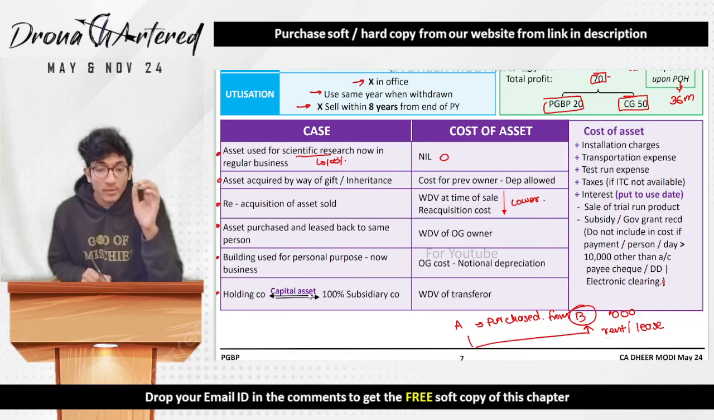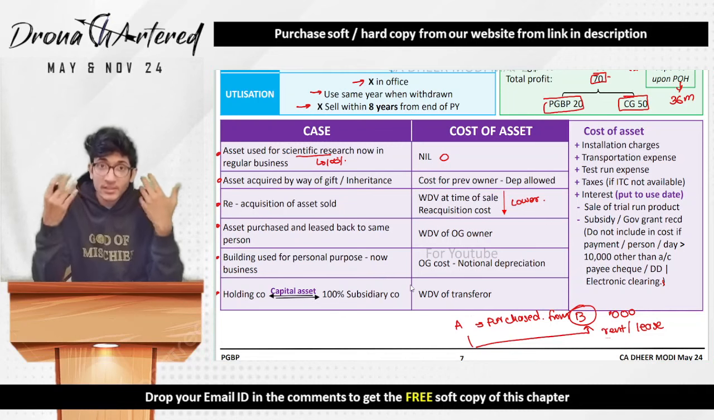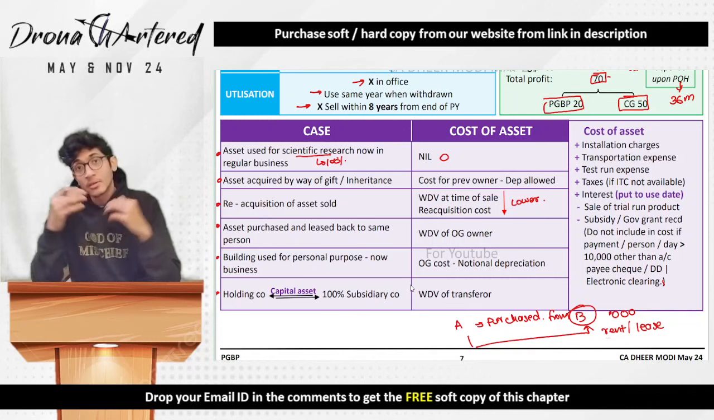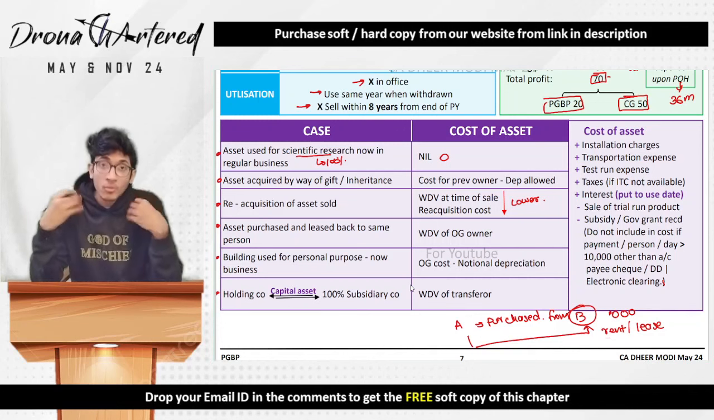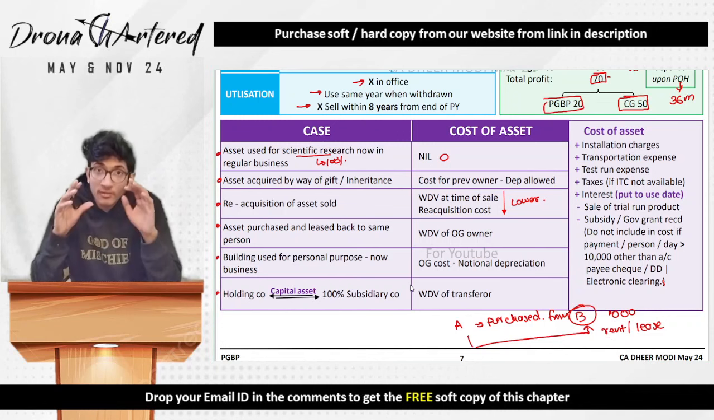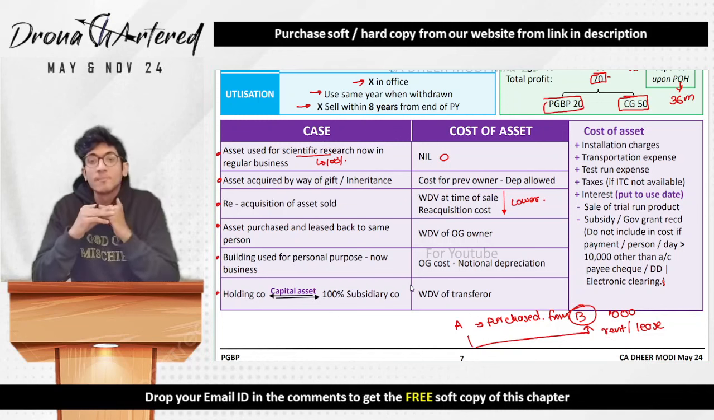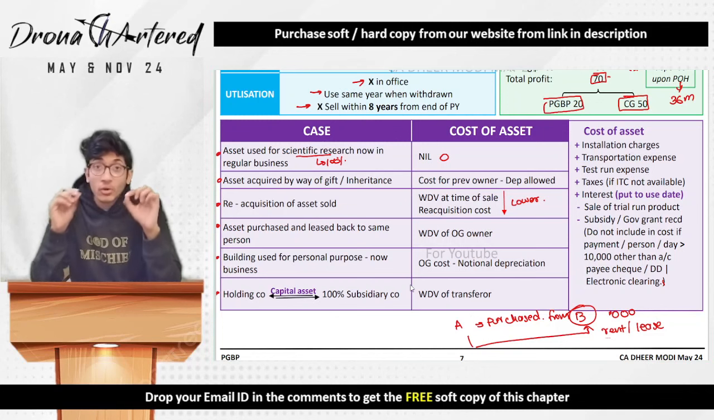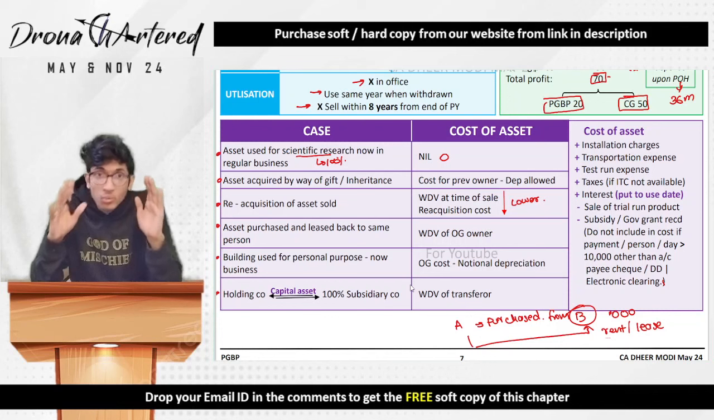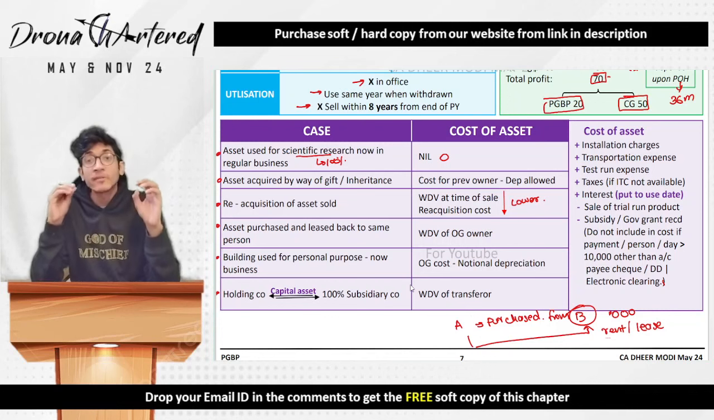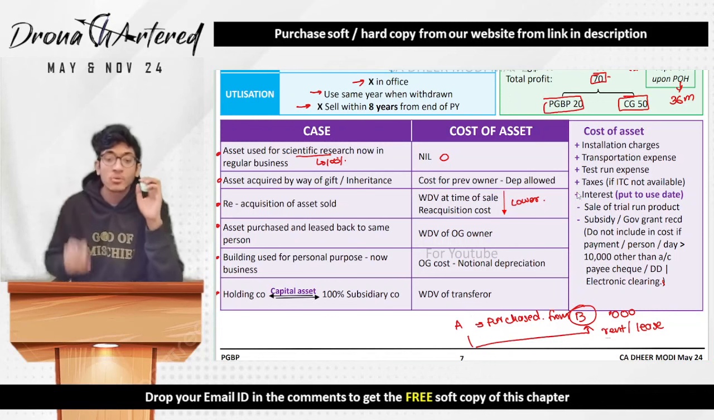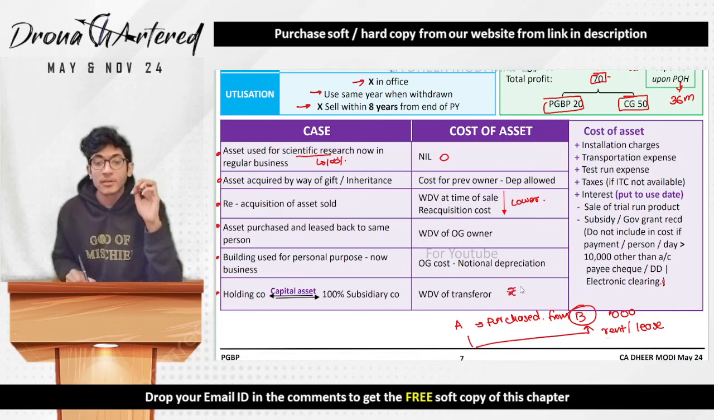If there is a transfer of capital asset between a holding company and a 100% subsidiary company, in such a case, the cost of asset will be the WDV of the transferor. If the transaction happened at rupees 200, assume that the capital asset was sold from the holding company to the 100% subsidiary company for rupees 200, but the WDV of this asset was only rupees 50. In such a case, the cost of asset for the subsidiary company will not be 200 rupees. It will not be the transaction amount. It will be the WDV of the holding company, that is rupees 50 in this case.